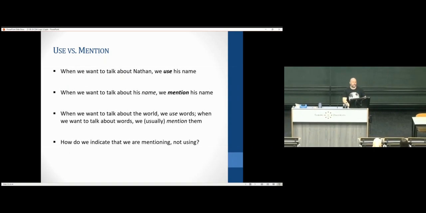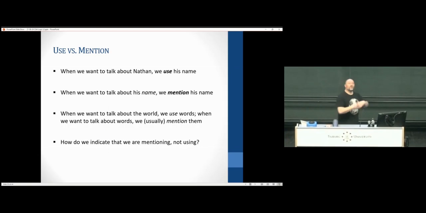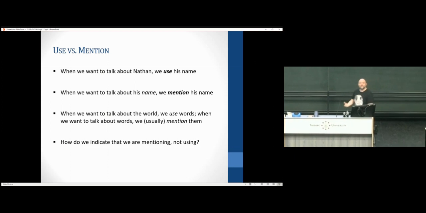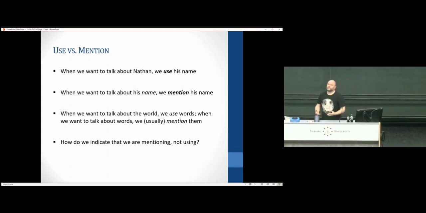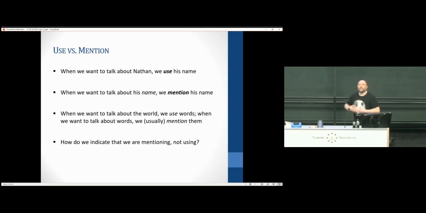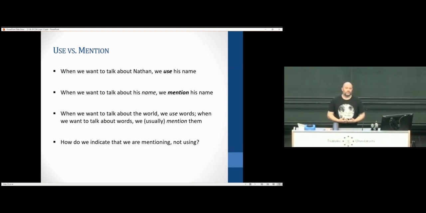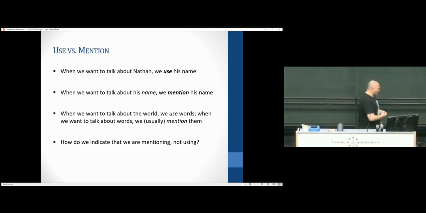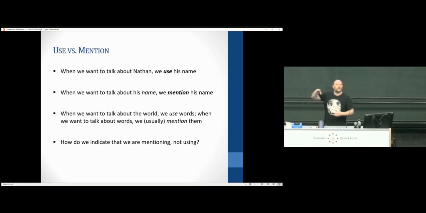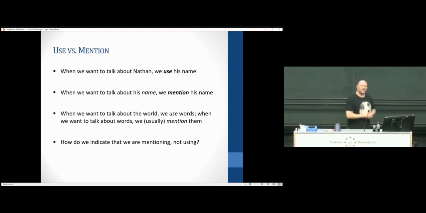Right? So, when we want to talk about Nathan, for whatever it is, right, we use his name. But when we want to talk about the name itself, we mention the name. So we can think about it this way, right? When we want to talk about the world, we use words. When we want to talk about words, we mention them. You can think about basically words as a little bit like a doorway. If you want to get out into the world, you got to use it. But you might want to stop and just admire the door itself. That's when you mention it.